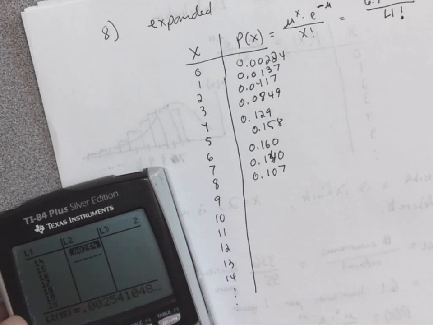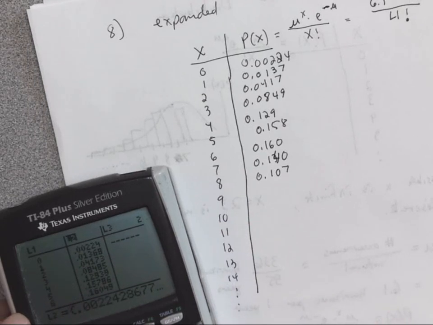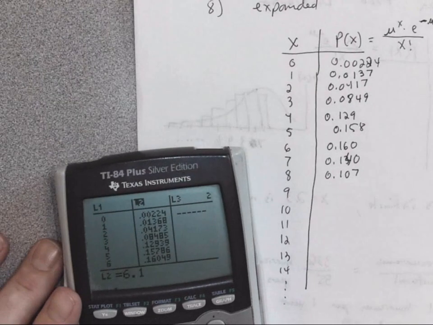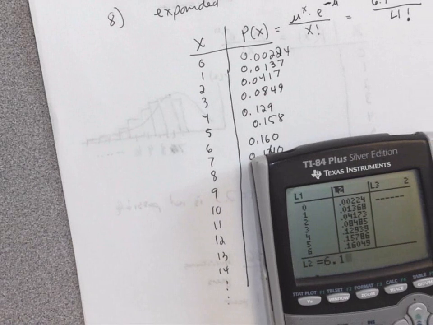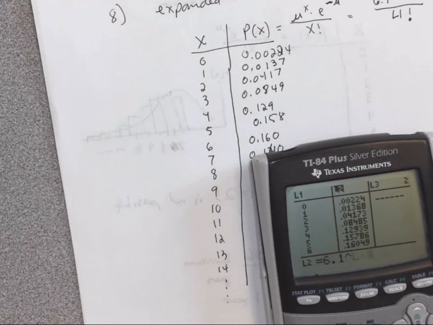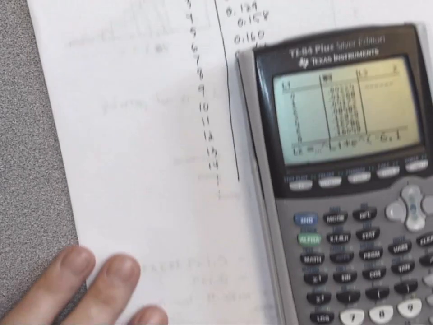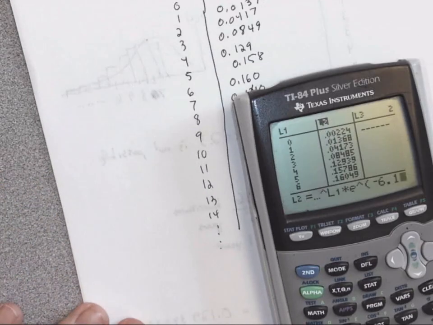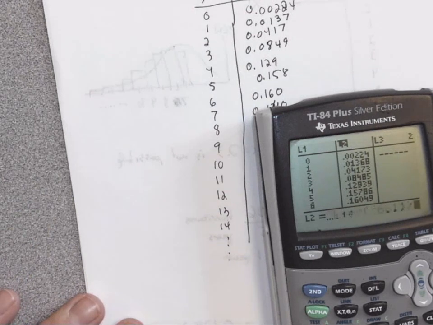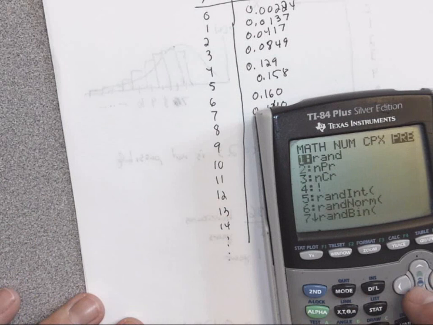So I'm going to go back over here. I have to redo the formula if I want to populate those. So enter, clear this out. So 6.1 raised to the L1 times second natural log to the minus 6.1. Make sure that you're using this negative key here, okay? 6.1 divided by second number 1, math, probability, factorial.